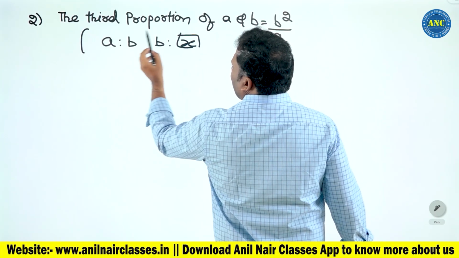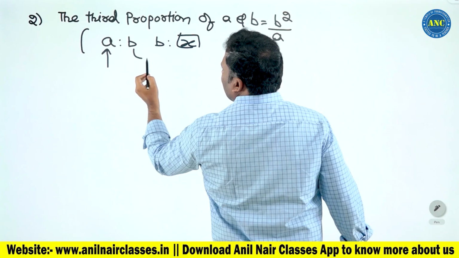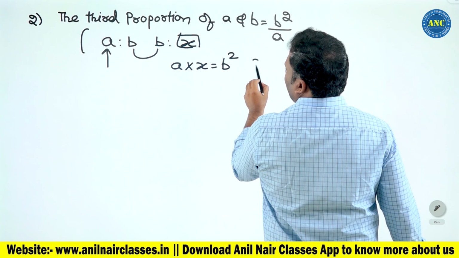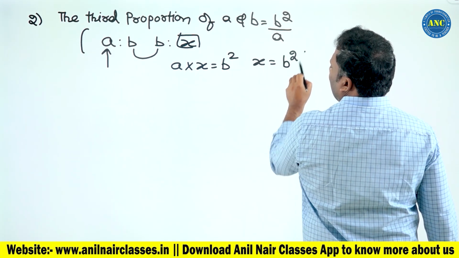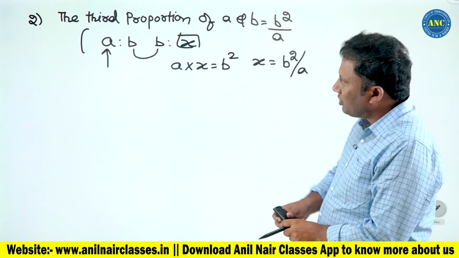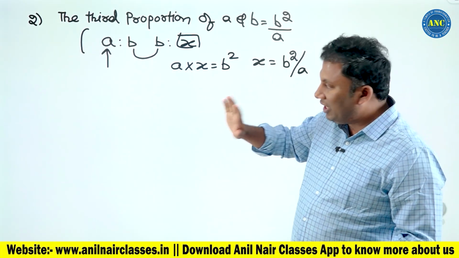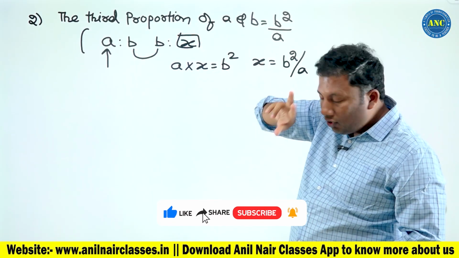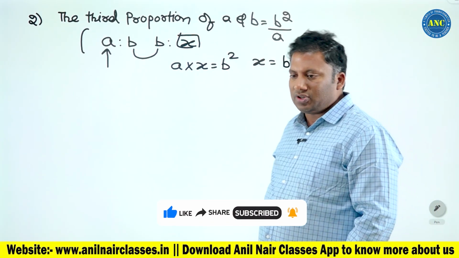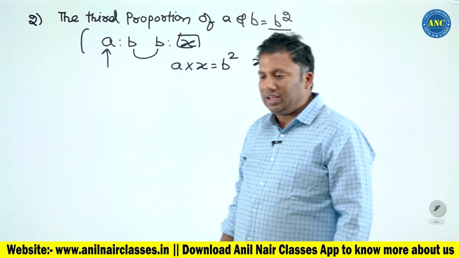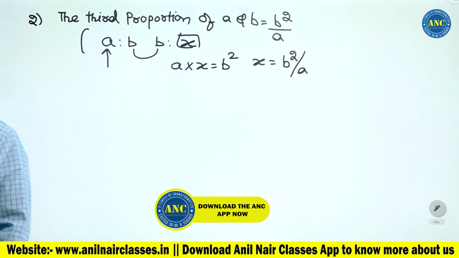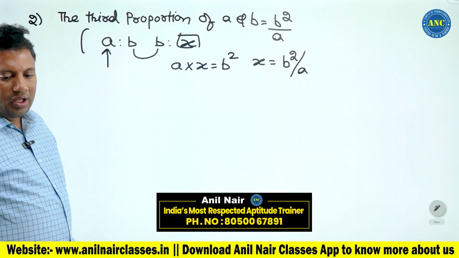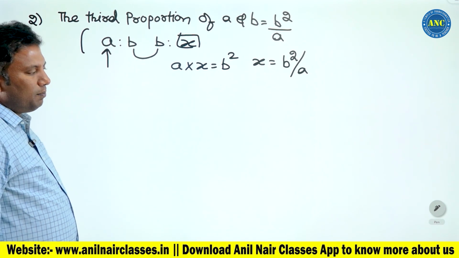X is called the third proportion. A is the first value. These both are same. So A into X is equivalent to B into B. X is B square by A. Third proportion of A and B. In this proportion, how many variables are there? 3 variables. A is one value, B is one value, X is another value. If only 2 values are given, third proportion is called B square by A. Please write down. Third proportion, mean proportion, these both are important. Third proportion of A and B is B square by A.